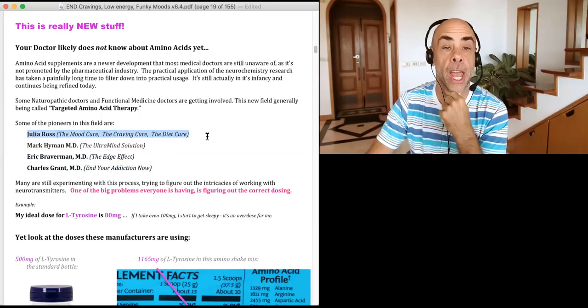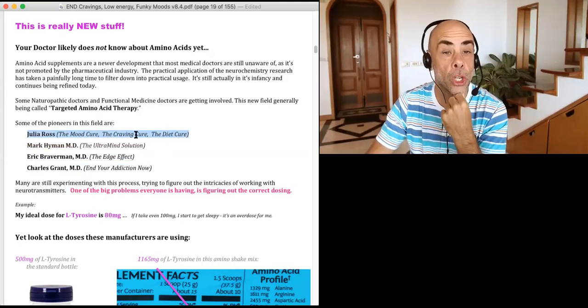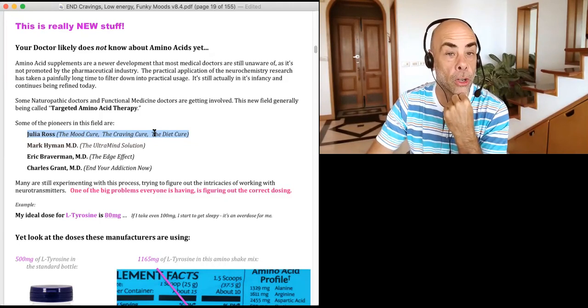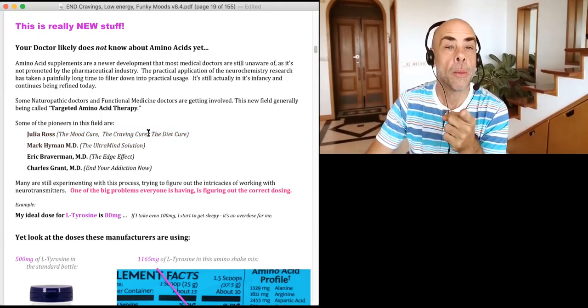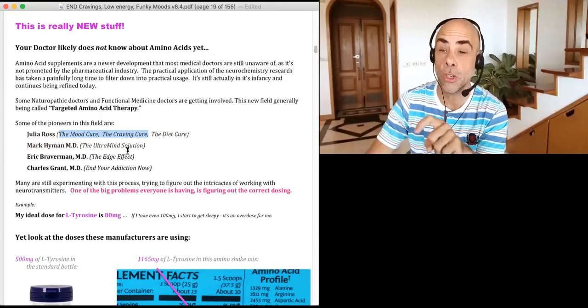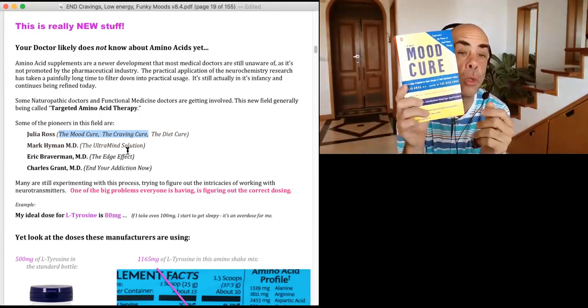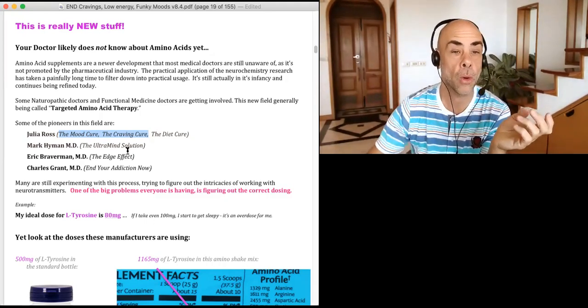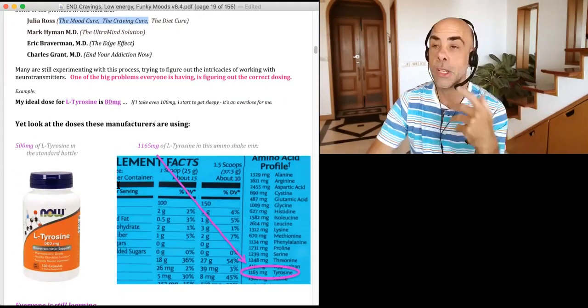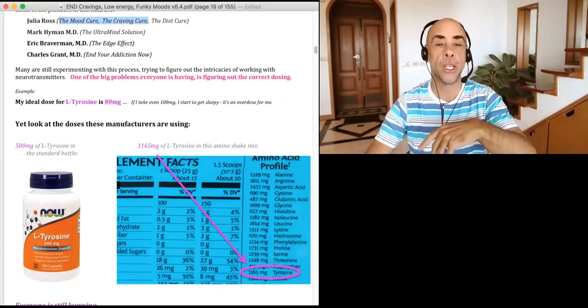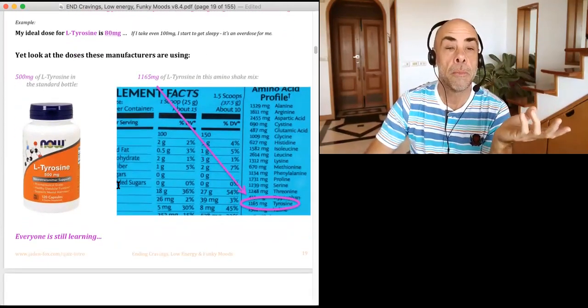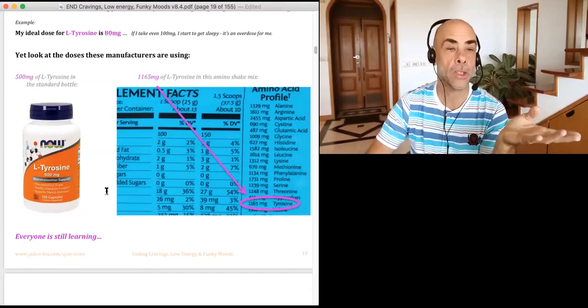But this one you already have in the library, both the mood cure and the craving cure, and I can also get you the diet cure. Both of these are very good books, and I highly recommend them if you're into reading and you want more background on the whole amino acid stuff. Julia Ross is one of the pioneers. But recognize that most people have no clue.